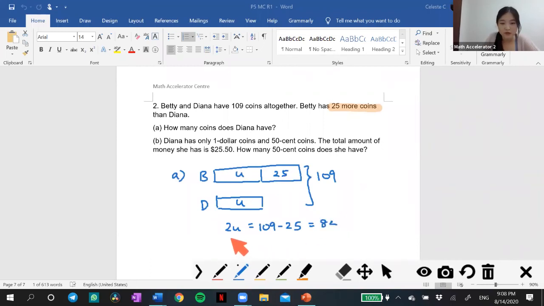84. And 1 unit will be, divided by 2, 42. So Diana, only 1 unit, so she has 42 coins.